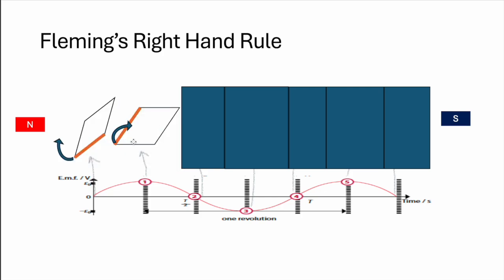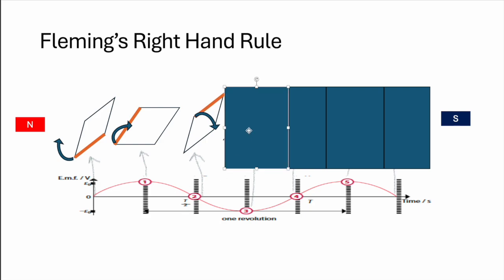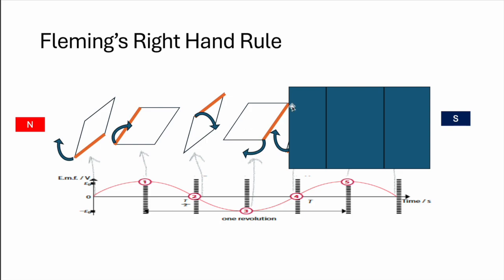So at position 1, the rate of AD cutting the magnetic field lines is the largest, it is moving the fastest. Therefore, it produces the greatest EMF reading. And at vertical position, there's no cutting of the magnetic field lines. Therefore, it's at 0. There is no EMF produced. And on the opposite side, it's also cutting at its greatest, but in the opposite direction. Therefore, it has the greatest negative EMF.